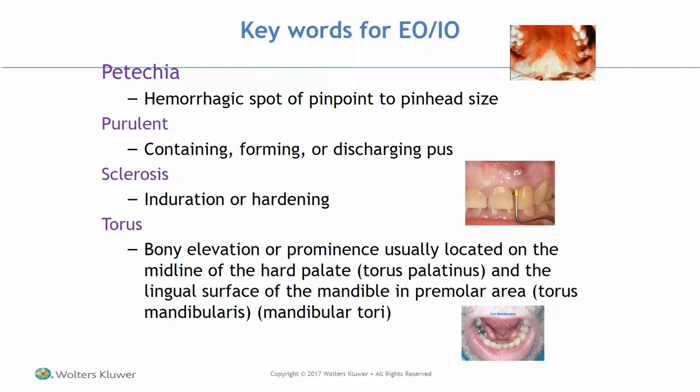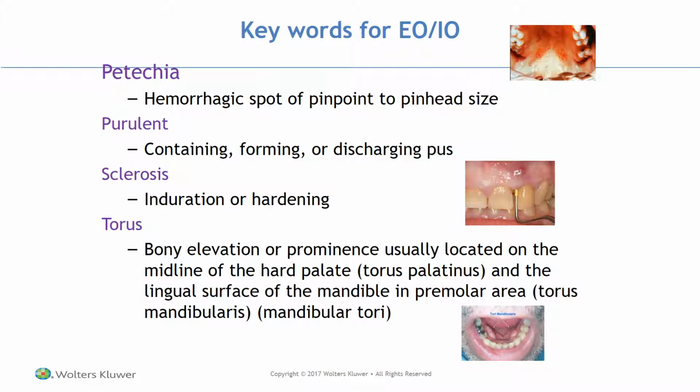Petechiae, you can see those on the palate here on the upper picture, and those are going to be the hemorrhagic spots with pinpoint to pinhead size. Purulent is containing, forming, or discharging pus. So if you look at this second picture, it looks like maybe a little pus is coming out there. There's a little lesion up above that I'm guessing is an abscess. All right, sclerosis is induration or hardening of the tissue.